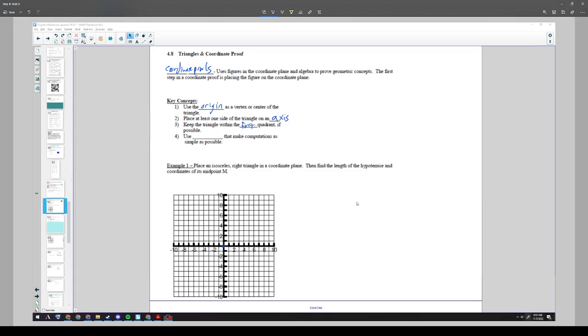So we like positive numbers. Positive numbers are easier to work with, so if it can't stay within the first quadrant, that's okay, but it'll make life easier if we keep all our numbers positive.